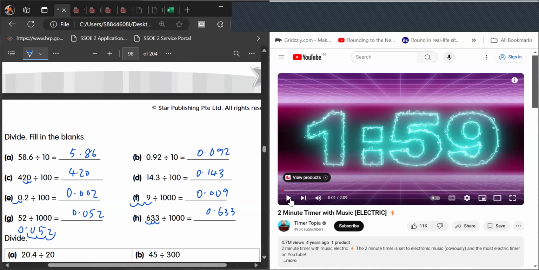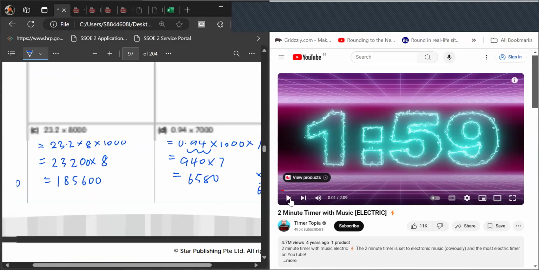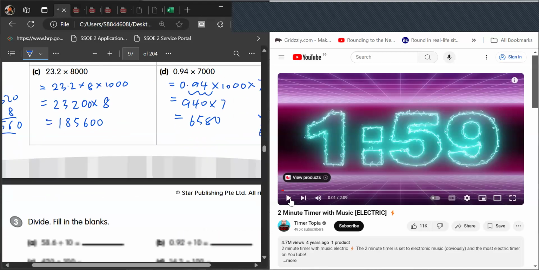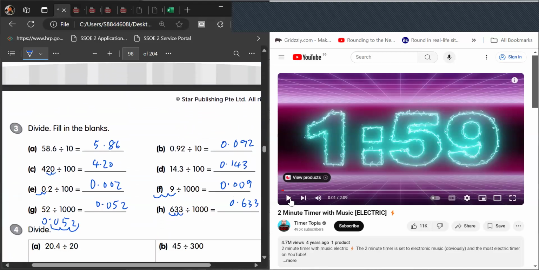Is this correct? Which one? This one? Is this correct? 4.20. Correct, right? 4.2 is okay. Yeah, 4.20 is fine. You just copy it. I totally get it. Okay, then we do 2 more for revision.